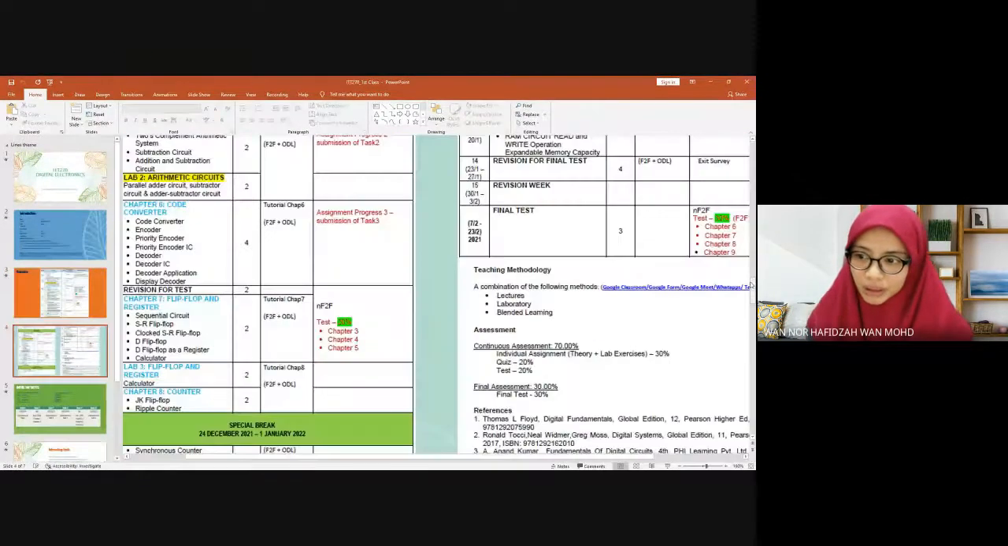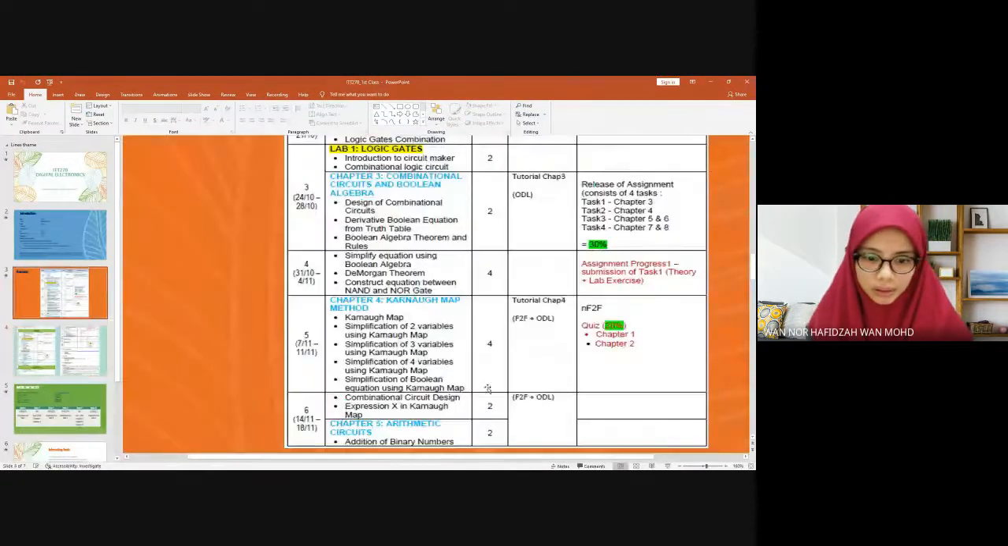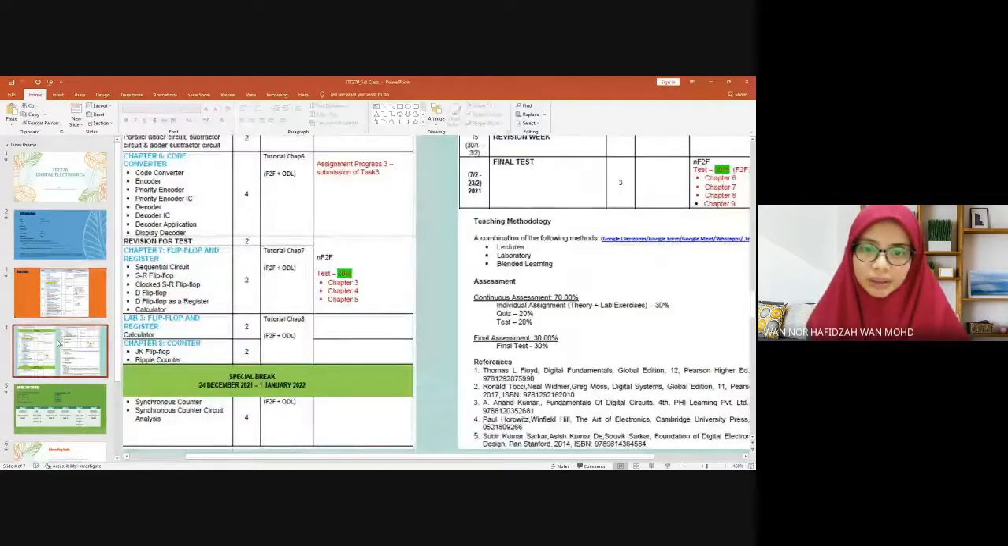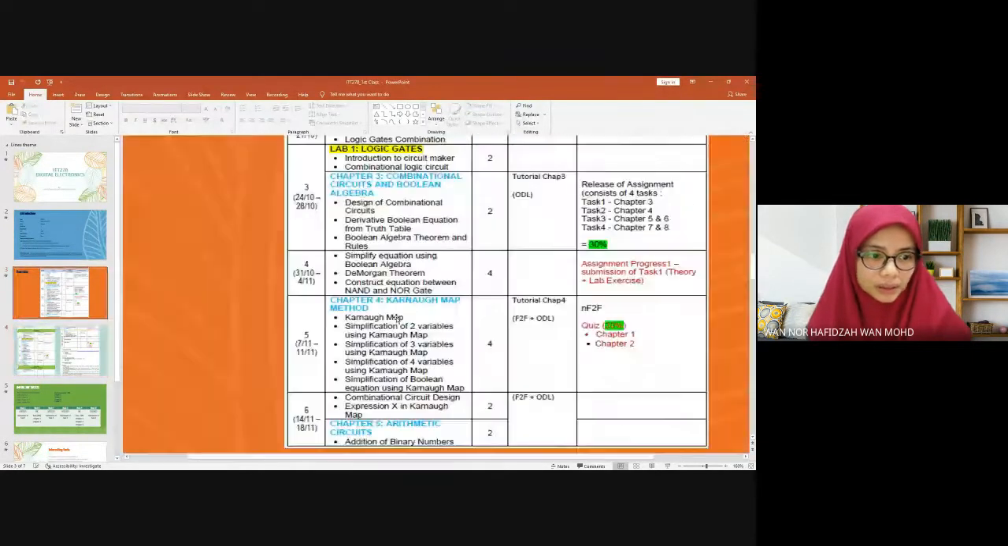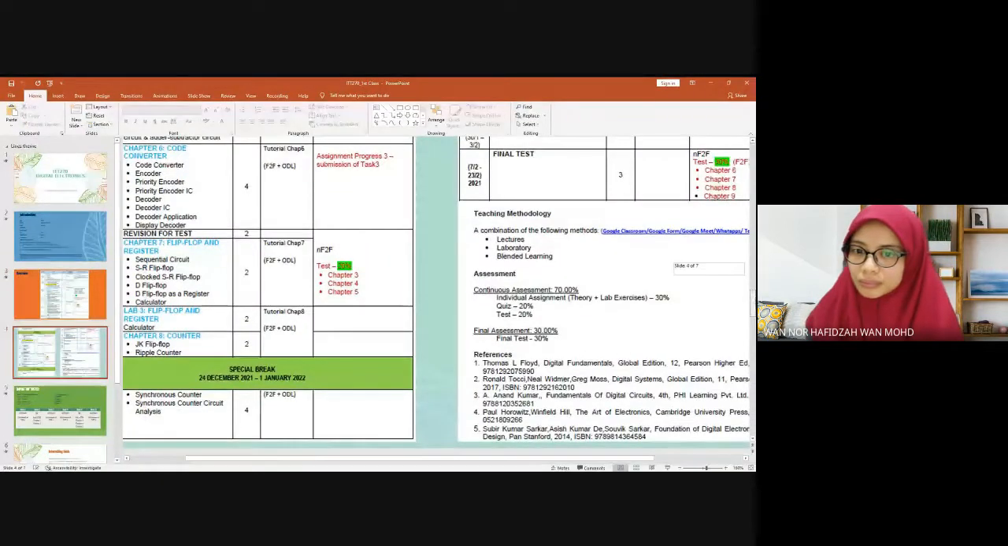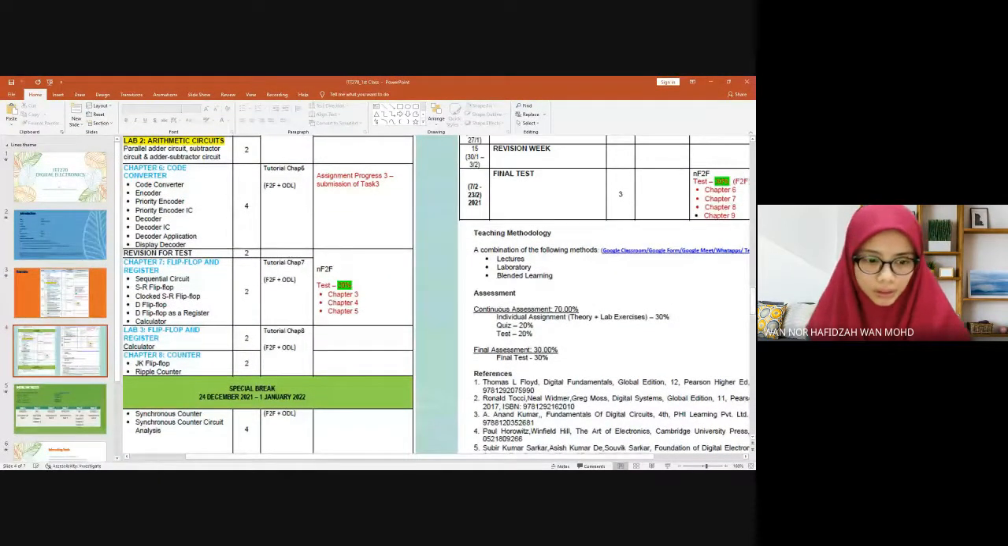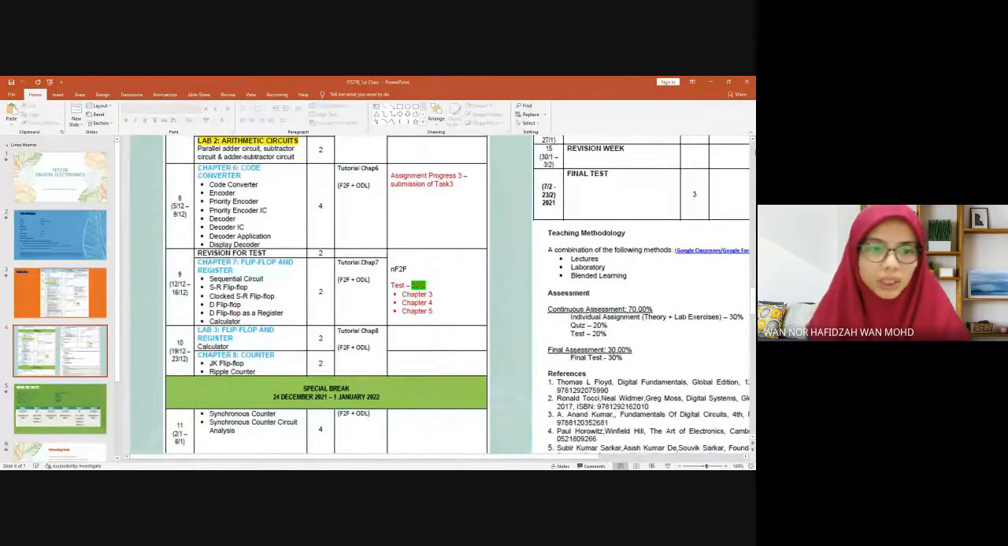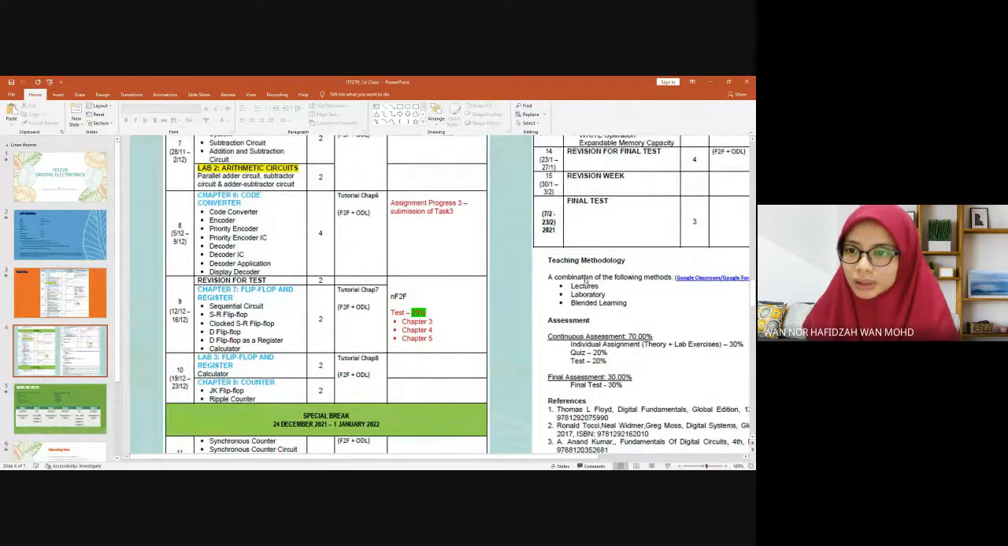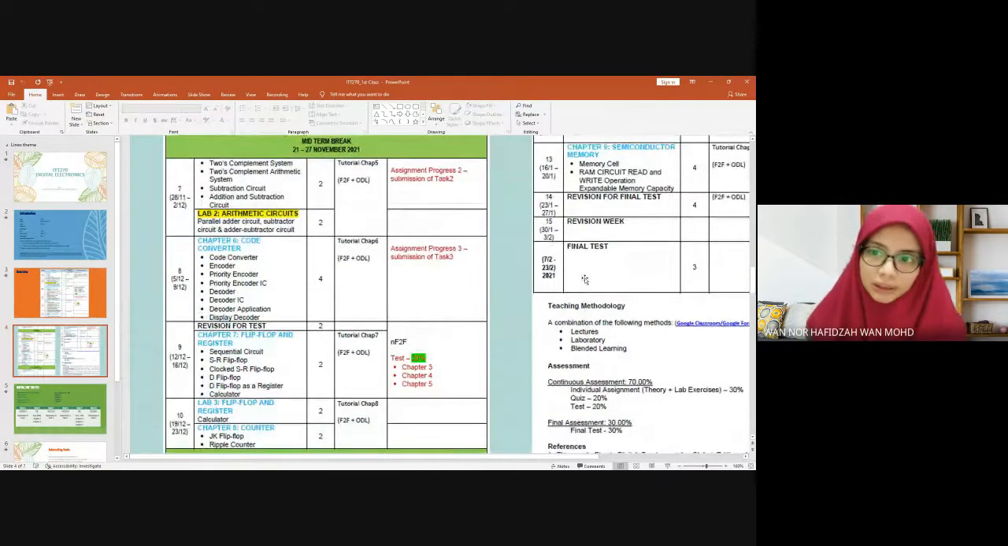And then chapter 5, arithmetic circuit. And then chapter 6, code converter. Chapter 7, flip-flop and register. And then we have a test, 20%, covering chapters 3, 4, and 5. And then chapter 8, counter. Last but not least is chapter 9, semiconductor memory.